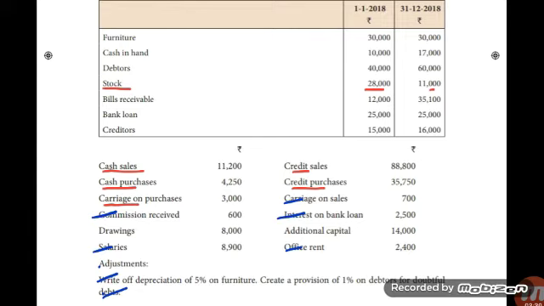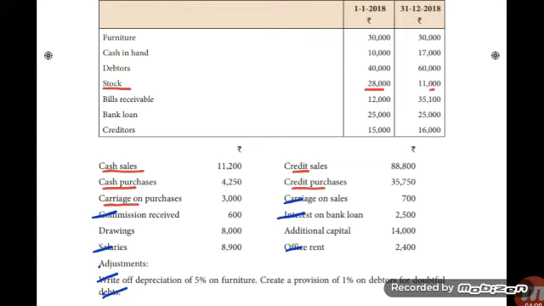Children, note the point. Carriage on purchases is a direct expense and is entered on the debit side of trading account. Carriage on sales is an indirect expense and is entered on the debit side of profit and loss account. Then no more transactions on debit side.